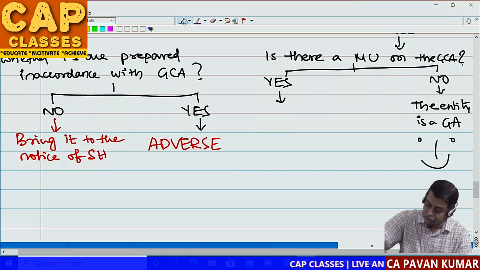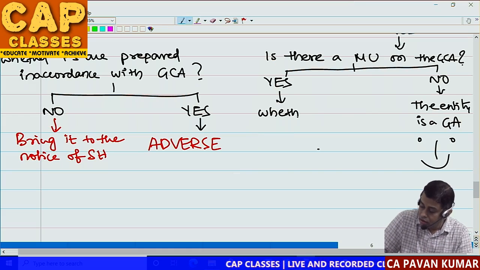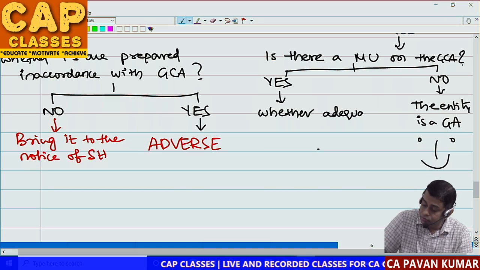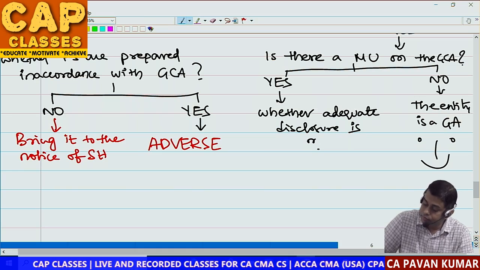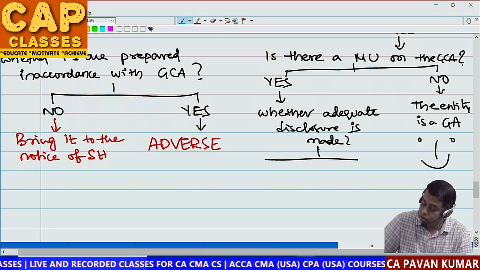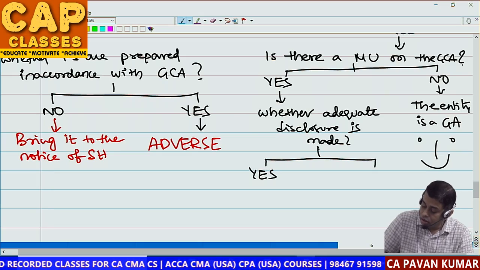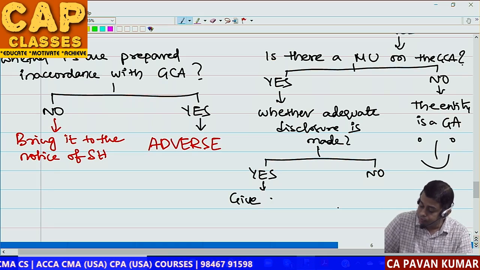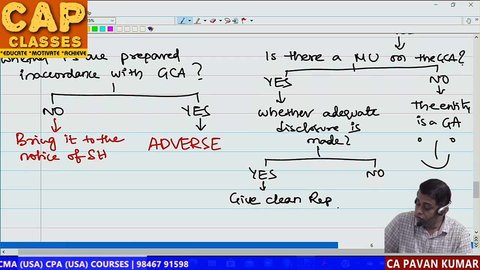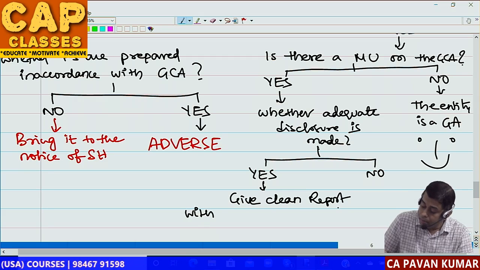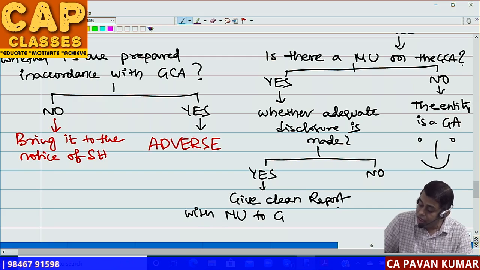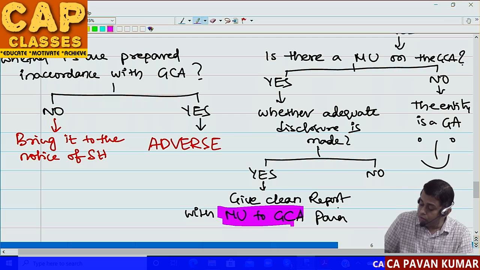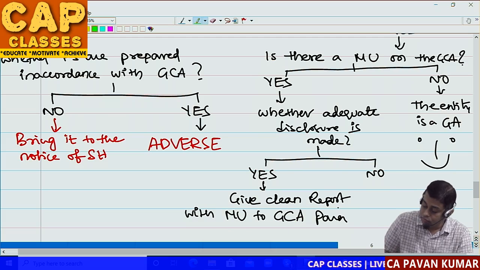Okay, we'll put it in a different way. Whether adequate disclosure is made. The answer can be yes or the answer can be no. If the answer is yes, give a clean report with a material uncertainty related to going concern assumption para. So give a clean report, but put one extra para to highlight.